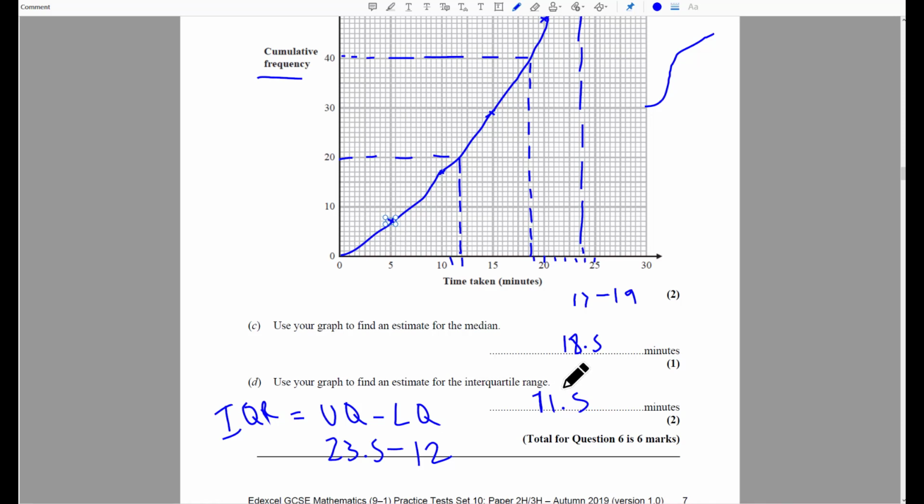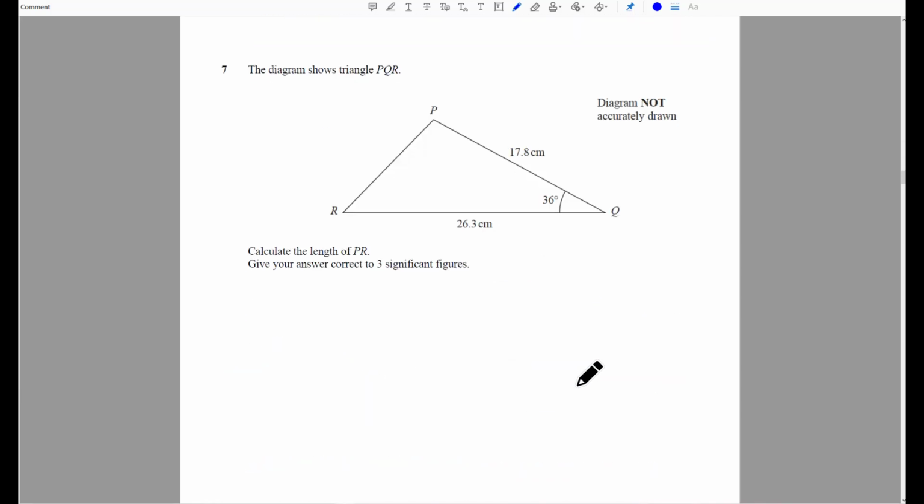And they accept a wide range of answers for the upper quartile range. For the upper quartile, they will set 22 to 24. And the lower quartile, 11 to 13. So you should really ace that for sure.